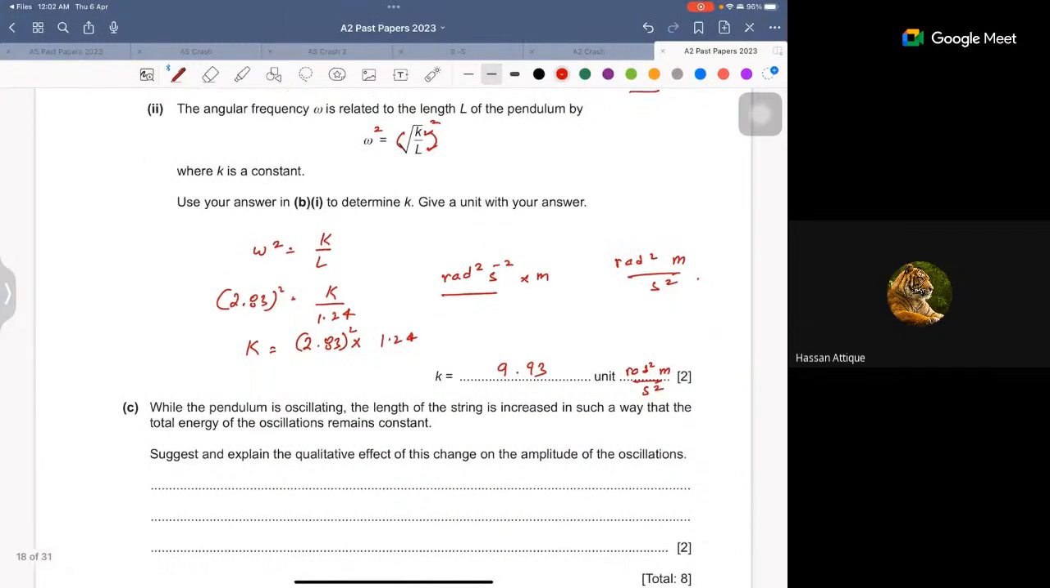Then it says when the pendulum. Sir, the answer is meters per second squared. Meters per second squared. Yeah. Where did the radians go? Yes, sir.